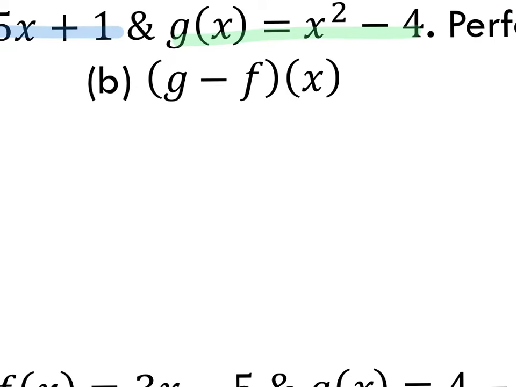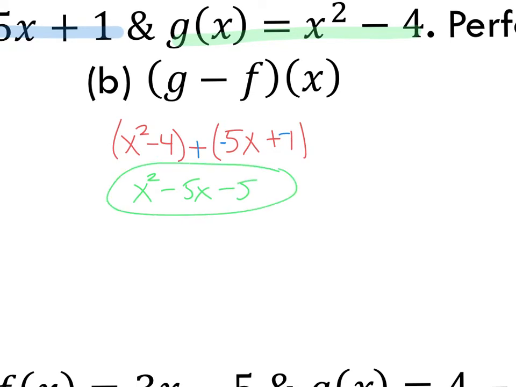If we look at B, notice we have g minus f of x. That means we're going to start off with our g function, x squared minus 4. And we're going to subtract the f function, which is 5x plus 1. Now, remember the big mistake students make, and that is distributing that negative. So to avoid doing that, I like to change the subtraction sign to plus and then change all the signs inside the second polynomial or binomial. And now we're ready to combine like terms like we did before. X squared minus 5x minus 5.